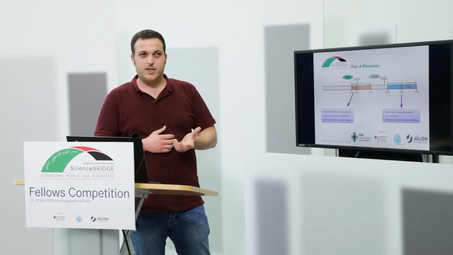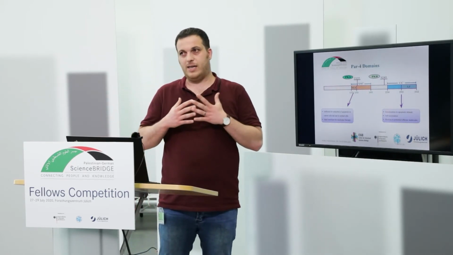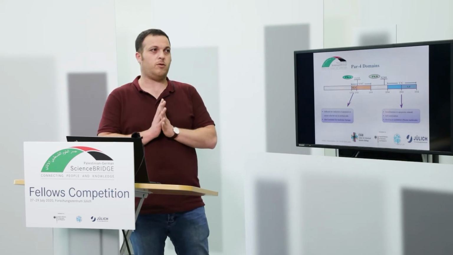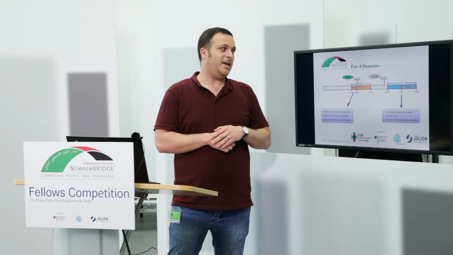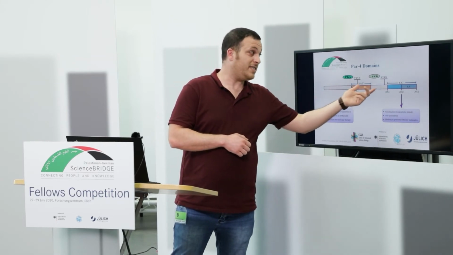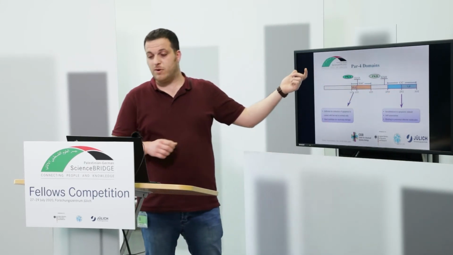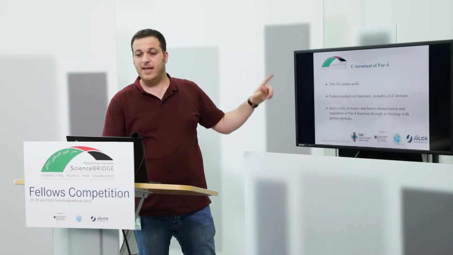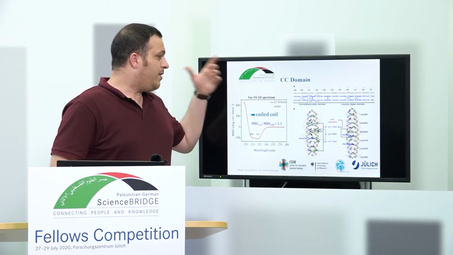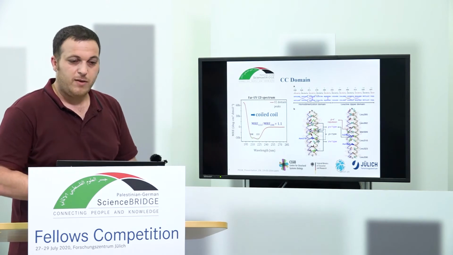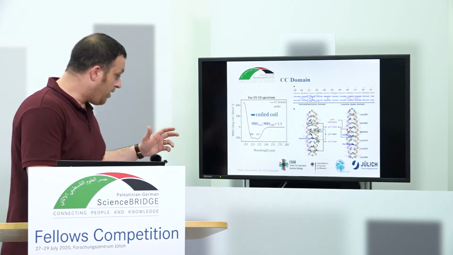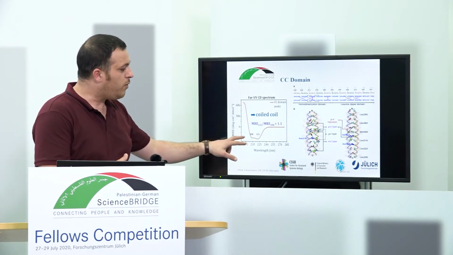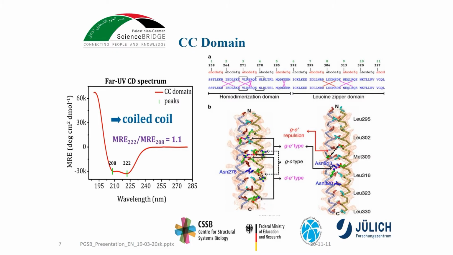And this prediction was confirmed and solved by my colleague, postdoc Dr. Uday Kumar. He has solved the structure of the C terminal, and he confirmed that there is a coiled-coil structure with a leucine zipper domain in Par-4. And this structure was also confirmed by CD spectroscopy, circular dichroism. As we can see here, there are two peaks at 222 and 208, which give a typical coiled-coil structure.